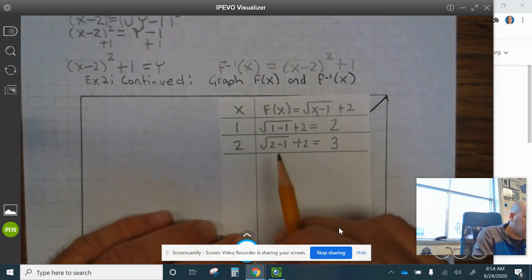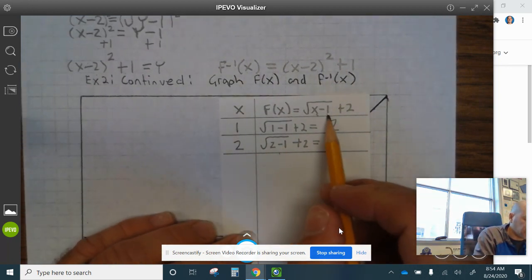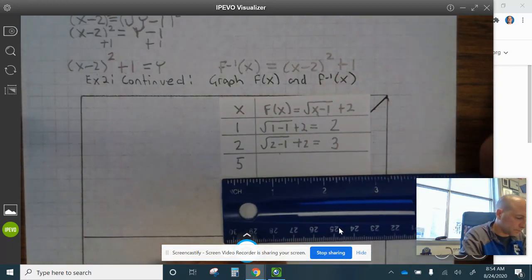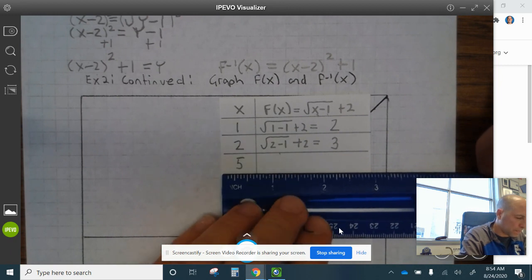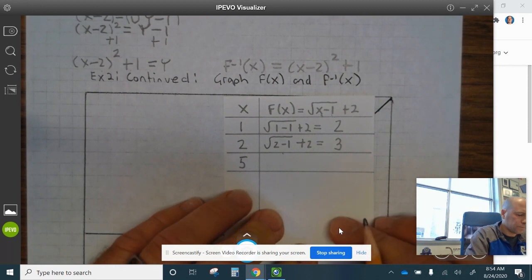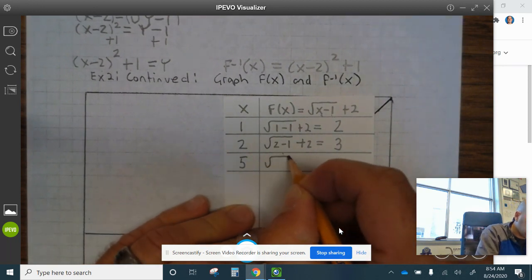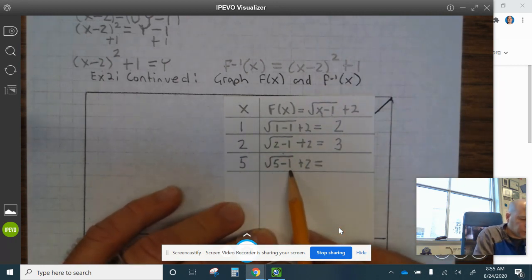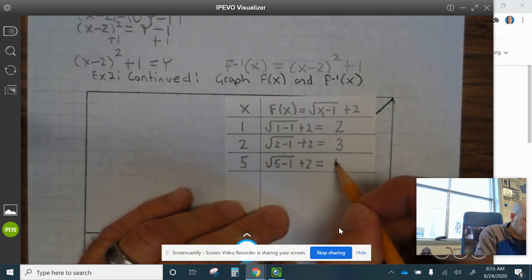Okay? Now, we're not going to use 3 because 3 minus 1 is 2. That doesn't work. We need something that we can take the square root of. So we're going to use x equals 5 next. And I'll show you why. Okay, square root of 5 minus 1 plus 2. Well, 5 minus 1 is 4. Square root of 4 is 2. 2 plus 2 is 4.